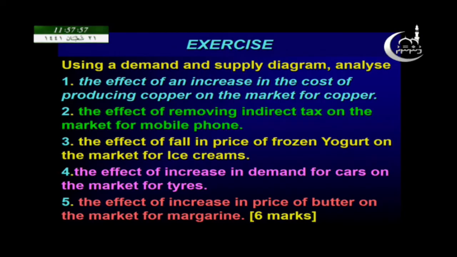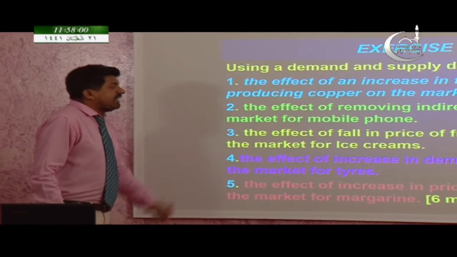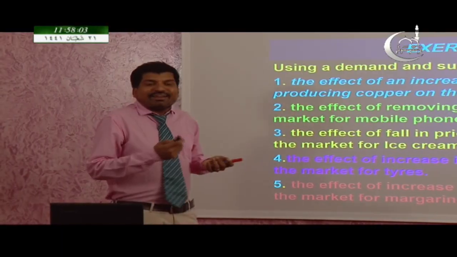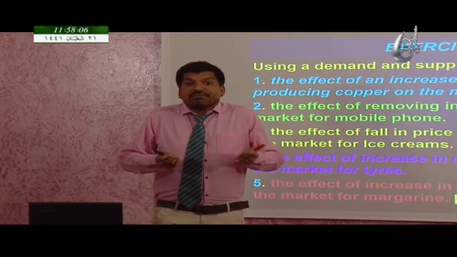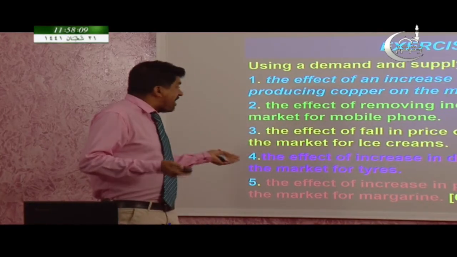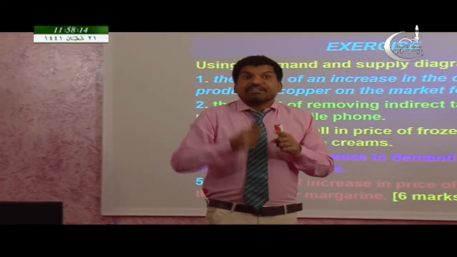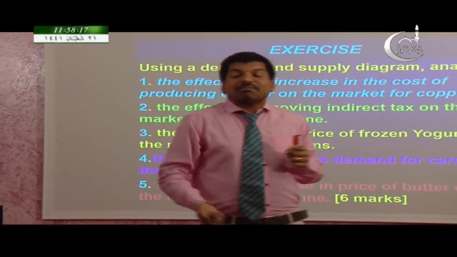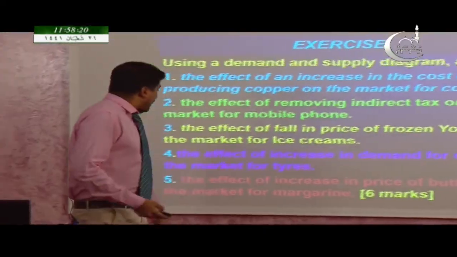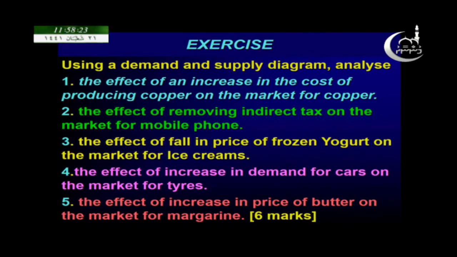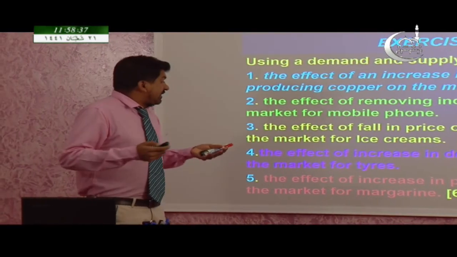And the next one, using a demand and supply diagram, the effect of an increase in demand for cars on the market for tires. What will happen to the market for tires if there is an increase in demand for cars? So you should identify whether it changes demand or supply, an increase or decrease in demand, or an increase or decrease in supply. And finally, analyze using a demand supply diagram the effect of an increase in the price of butter on the market for margarine. What will happen to the market for margarine when the price of butter increases?